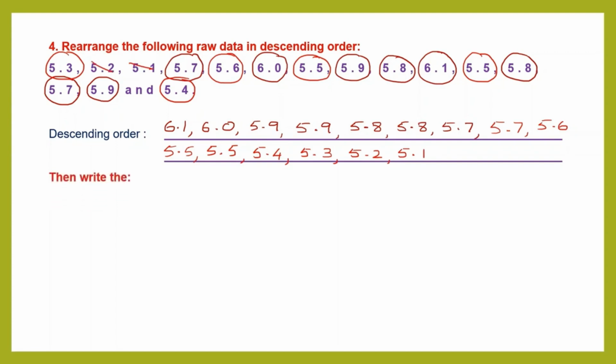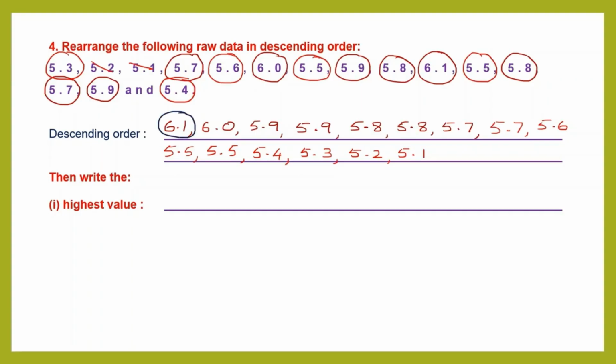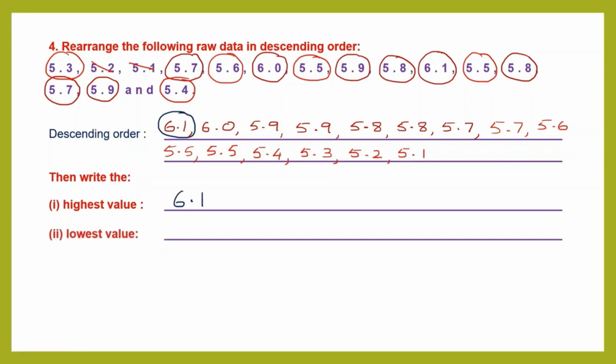Now they're asking us to write the highest value. Highest value will be the number that we started with, isn't it? Because we are writing in descending order, we put the biggest number first. So the highest value is 6.1. And then the lowest value is the last number that we wrote. So that is 5.1. So 6.1 is the highest and 5.1 is the lowest.